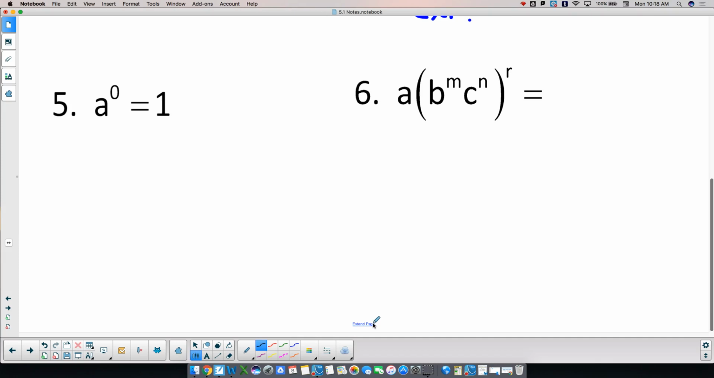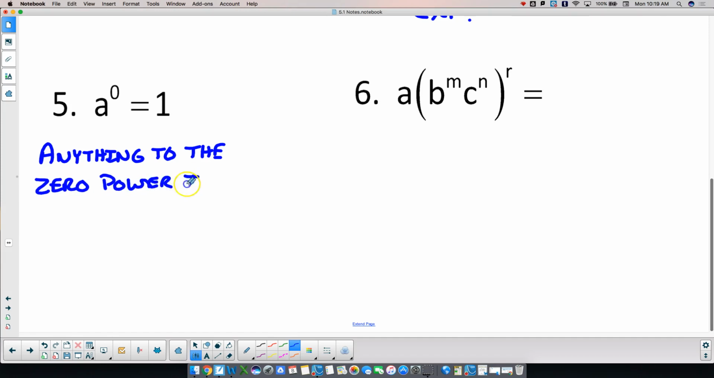In number 5, anything to the 0 power is 1. Okay. A to the 0 power is 1. 52 to the 0 power is 1. The phone on the wall to the 0 power is 1. Okay? Anything to the 0 power is 1.